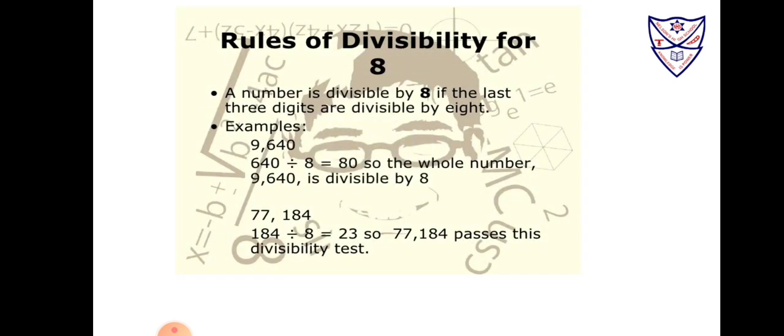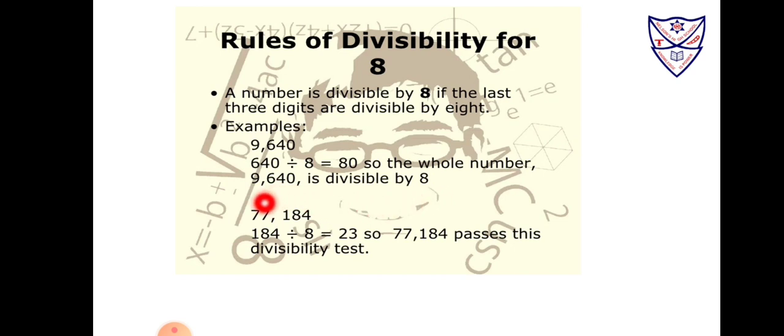Now, rules of divisibility for 8. Students, in divisibility for 8, we will see whether the last 3 digits are divisible by 8 or not. For example, if we take 9640, so these 3 digits only we will see. Is 640 divisible by 8? Yes, 8 8s are 64 and 0. So 80. So the entire number 9640 is divisible by 8.